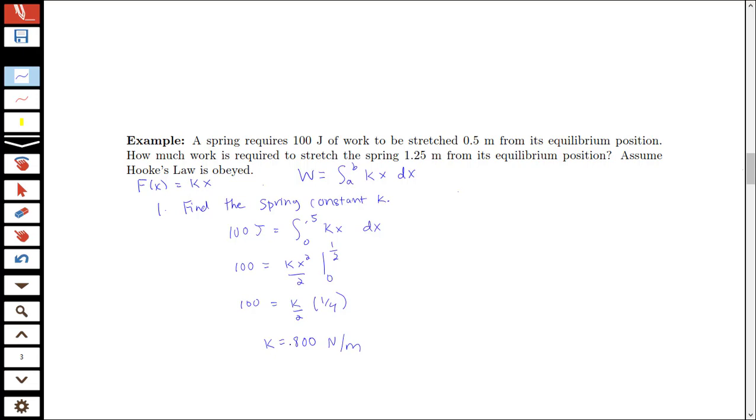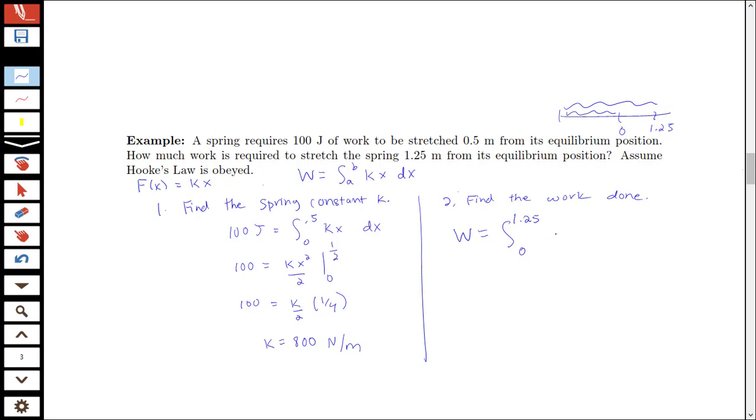Okay, so we've got our spring constant k. Now we need to use that to answer the question of finding the work done here. Specifically, we want to find the work done to stretch our spring 1.25 meters from its equilibrium position. So the amount of work is going to equal an integral from 0, which represents our equilibrium position. Remember, we've got our spring at 0. Here, in this case, I'm trying to stretch it 1.25 meters beyond the equilibrium position. So I'm going from 0 to 1.25.